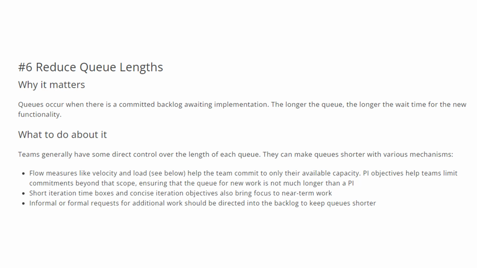They can make queues shorter with various mechanisms. What are those mechanisms? Flow measures like velocity and load help the team commit to only their available capacity. PI objectives help the team limit commitments beyond the scope, ensuring that the queue of new work is not much longer than a PI. Short duration time boxes and concise iteration objectives also bring focus to the near term work. Informal or formal requests for additional work should be directed into a backlog to keep queues shorter. These are some of the mechanisms we can apply to reduce the queue lengths in the team flow.